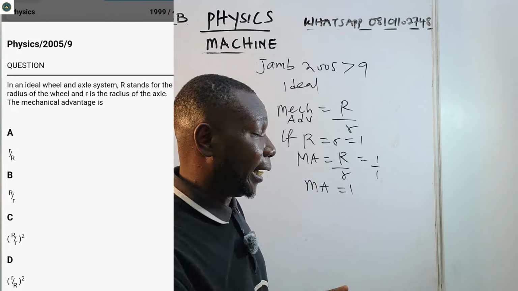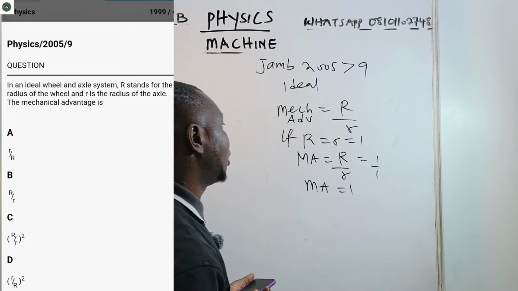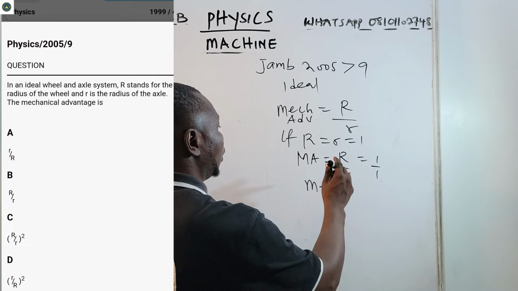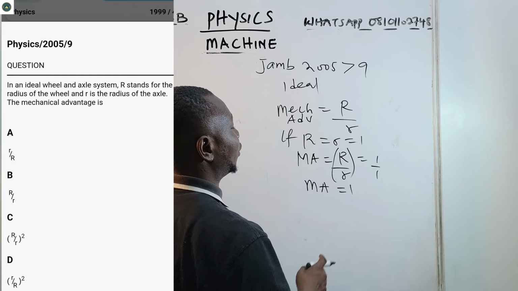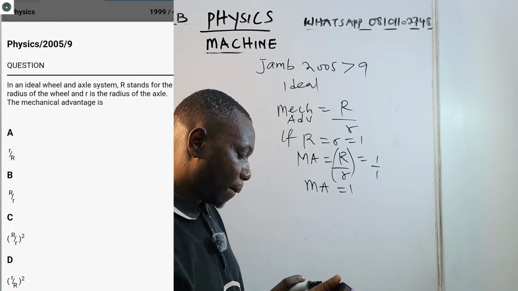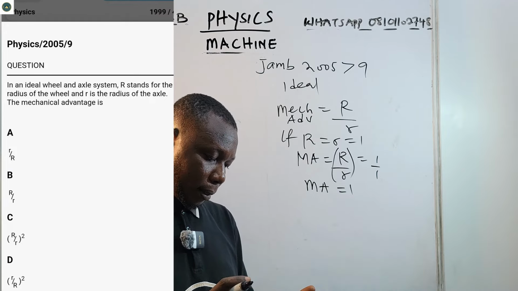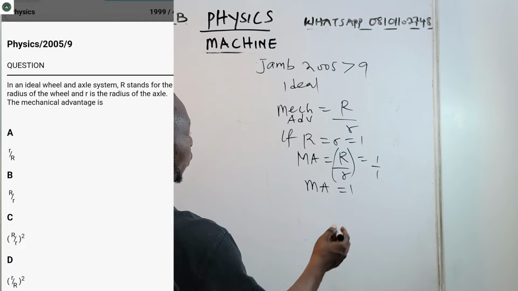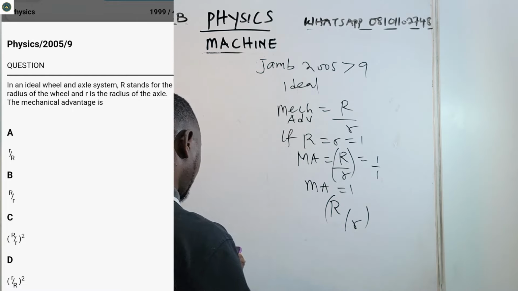For a practical machine, it means there is no gain. Mechanical advantage is no gain. So it means that the efficiency is just 100%. So mechanical advantage here is 1. So it's R over r, the radius of the wheel over the radius of the axle. All right, we have another question. So the correct answer here is R over r, check your option there. So that's B.